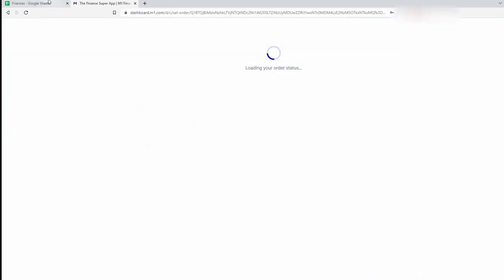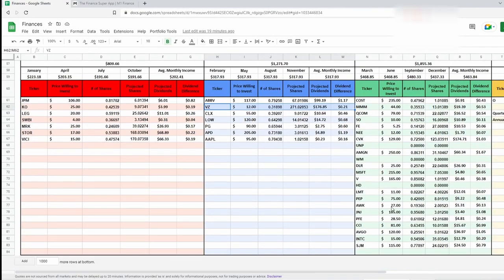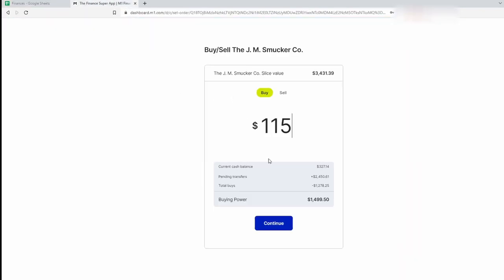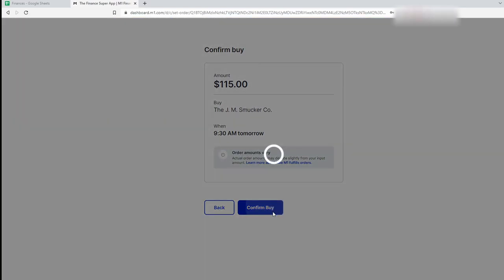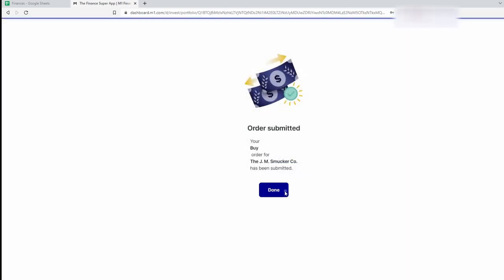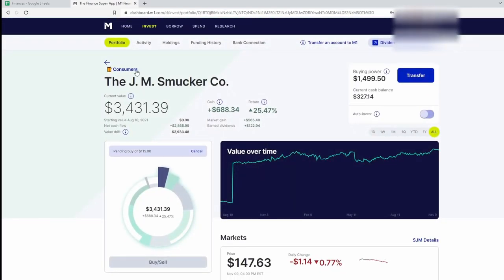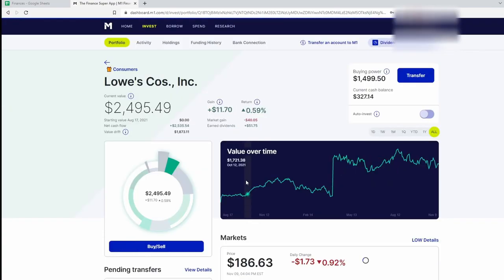But anyways, we got SJM over here. SJM pays out on the March, June, September, and December. I put in $115 in order to get to the next share. Very, very nice.